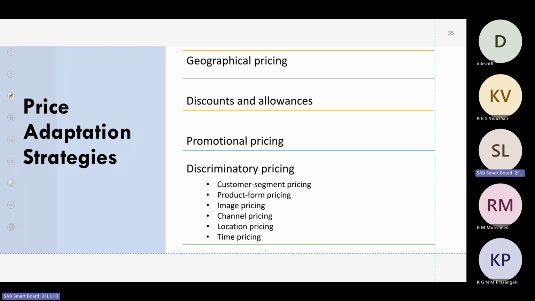Price discrimination or everything is almost the same.